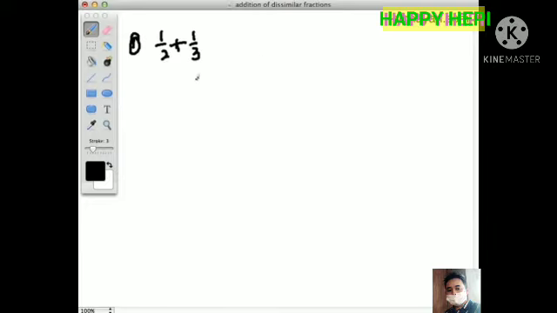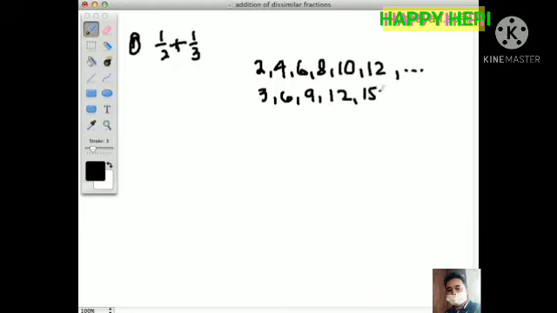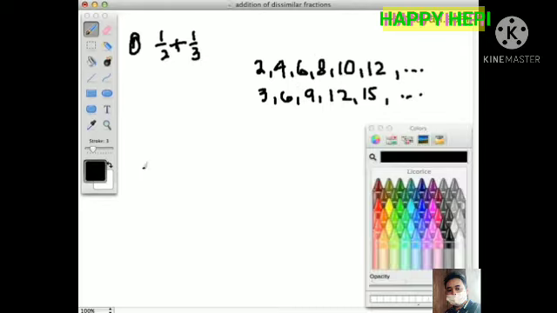Okay, to get the least common denominator of 2 and 3, we will get the multiples of both numbers. For example, the denominator 2 has multiples of 2, 4, 6, 8, 10, 12, and so on. In our denominator 3, the multiples are 3, 6, 9, 12, 15, and so on. So when we say least common multiple, we mean the smallest of the common numbers we listed.